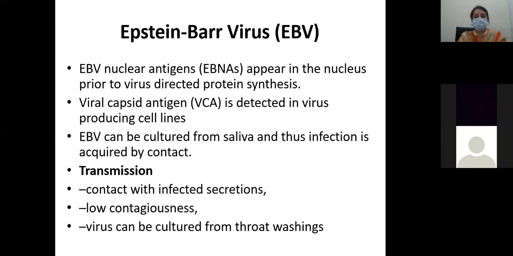Okay, next is Epstein-Barr virus nuclear antigen. It appears in the nucleus prior to virus-directed protein synthesis and viral capsid antigen. It is detected in virus-producing cell lines. Epstein-Barr virus can be cultured from saliva, and thus infection is acquired through contact. What is the transmission? It is transmitted through contact with infected secretions, it has low contagiousness, and the virus can be cultured from throat washing.